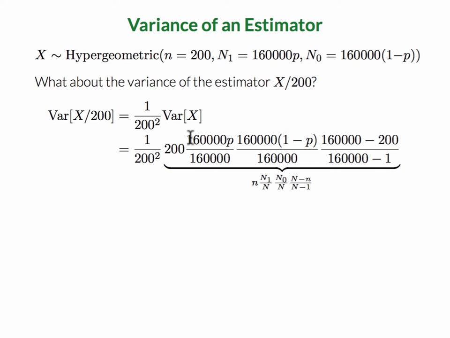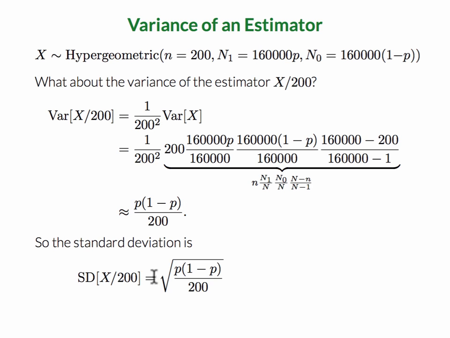So now the 200 cancels with one factor of 200 down here, and we have P times 1 minus P, and this finite population correction factor is very, very close to 1. You can try calculating it if you don't believe me, but that's because our sample size is very small compared with our population size. So the variance of our estimator is about P times 1 minus P over 200. So the standard deviation is the square root of that, the square root of P times 1 minus P over 200. So this tells us how much we're likely to be off by.